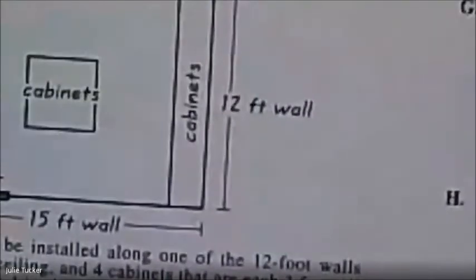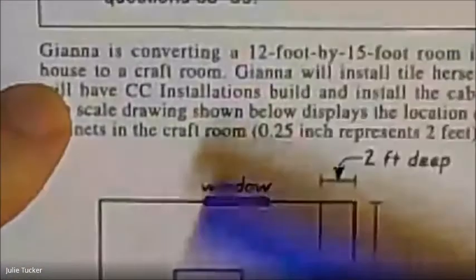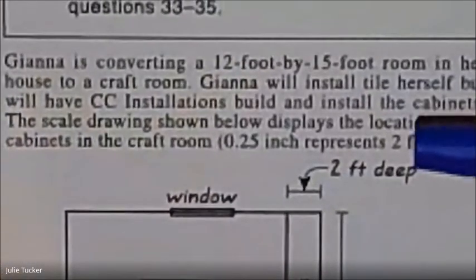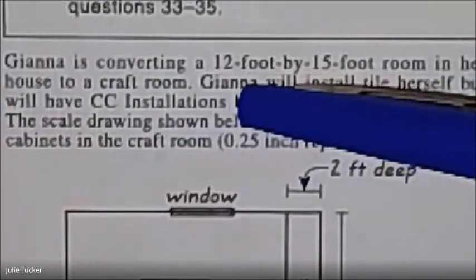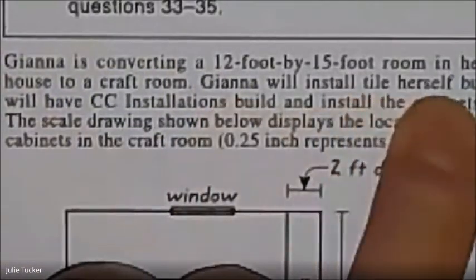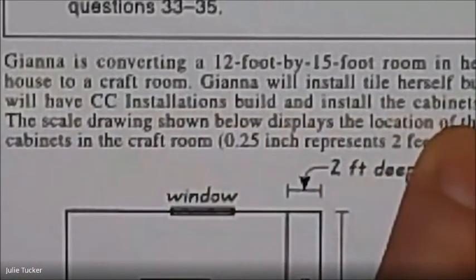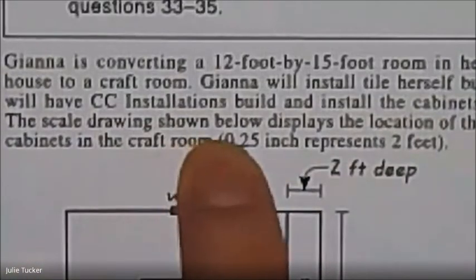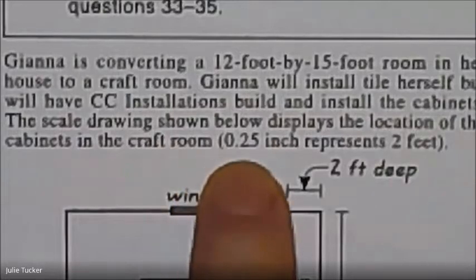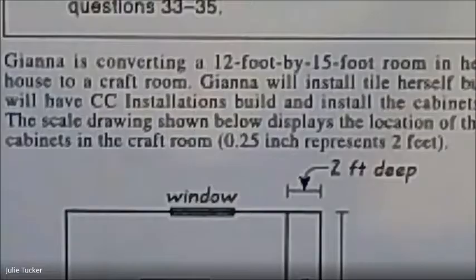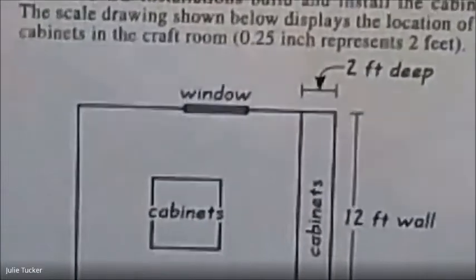Okay, here we go. Gianna is converting a 12 by 15-foot room in her house to a craft room. Gianna will install tile herself, but will have CC Installations build and sell the cabinets. The scale drawing shown below displays the location of the cabinets in the craft room. 0.25 inch represents 2 feet. Okay, so then it gives you the drawing.